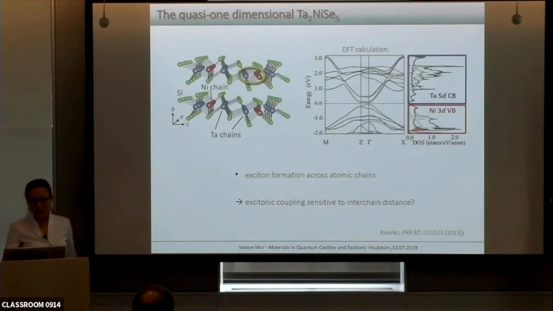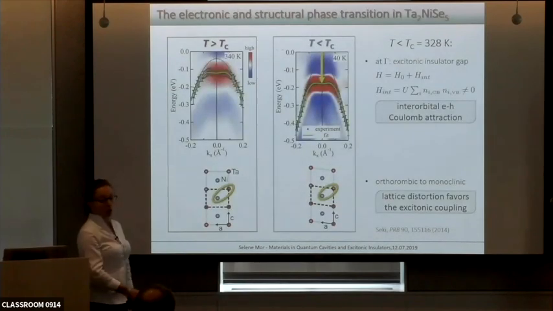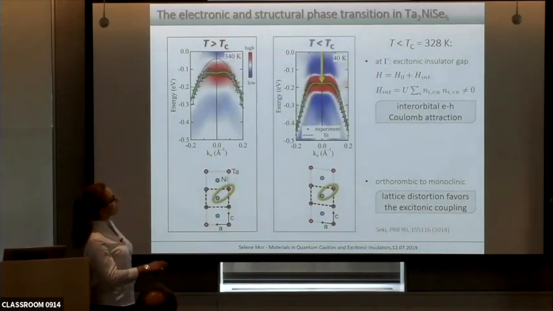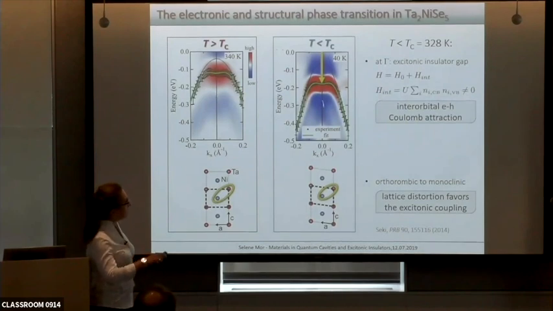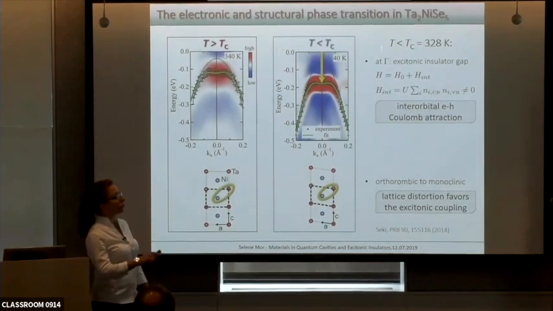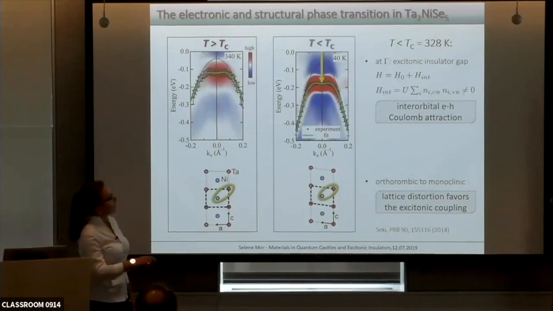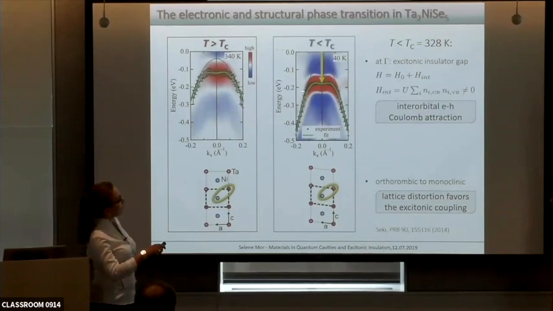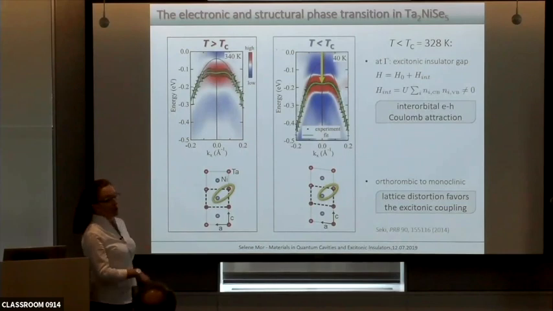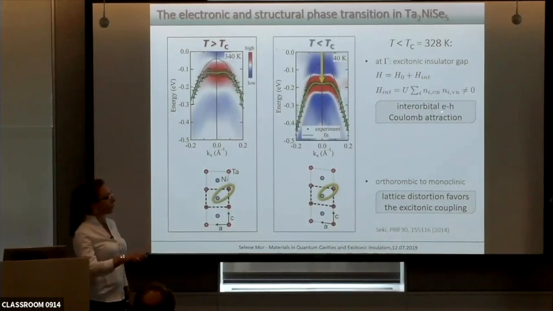And there are already some evidences at equilibrium that there is a connection. We know that we have this electronic and structural phase transition at a critical temperature of 330 Kelvin. And concerning the electronic part, the band gap opening is combined with a flattening of the valence band top, which models try to reproduce.